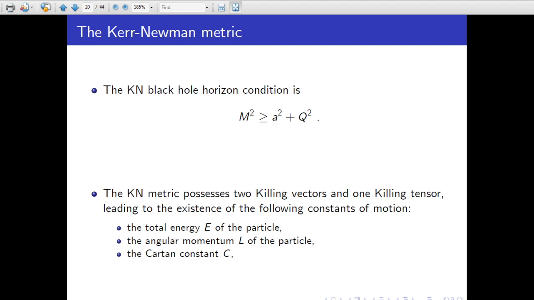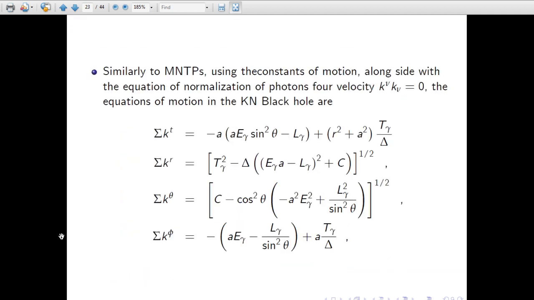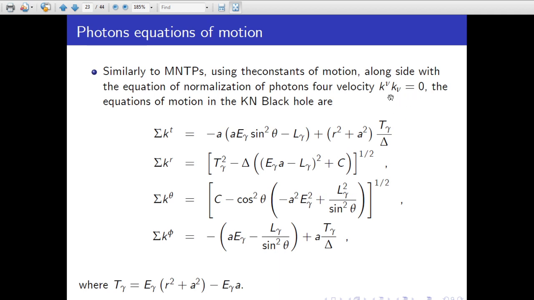Using these three constants of motion alongside the equation of normalization for massive particles, this is the equation of normalization for massive particles, we obtain these four equations of motion. In a similar way, using the previous constants of motion and the normalization equation for photons, where k nu is the four-momentum of the photon, we obtain these four equations of motion.